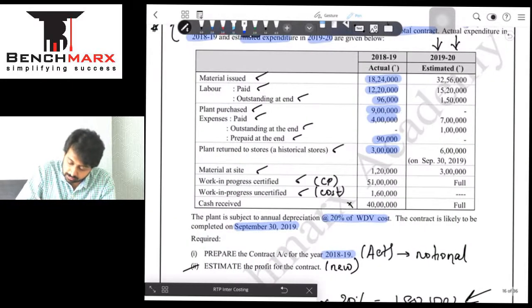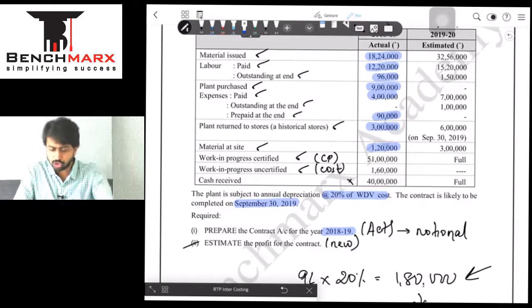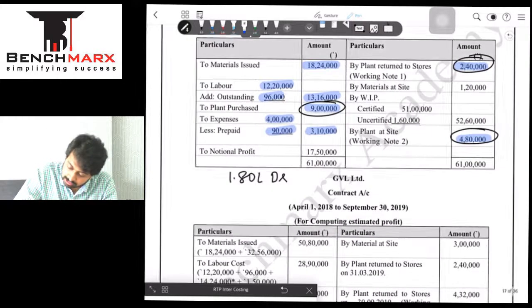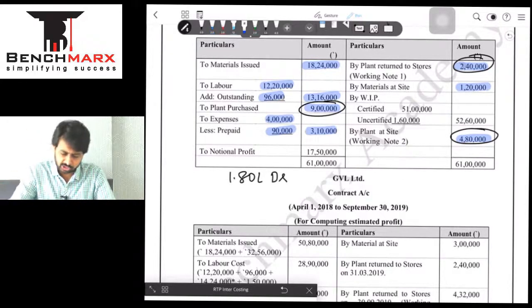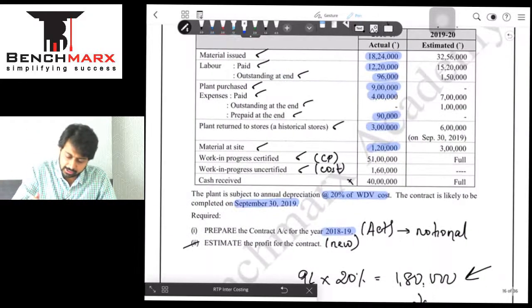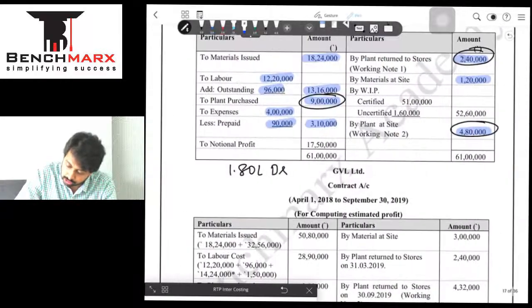Then materials at site 1,20,000. Either you reduce 1,20,000 from the total material cost, or you post 1,20,000 on the credit side, on the contract account credit side. That is normal, बहुत बार किया है अपन ने. आगे बढ़ेंगे. Work certified 51 and work uncertified 1,60,000. So 51 goes here, 160 goes here. Total is so and so.